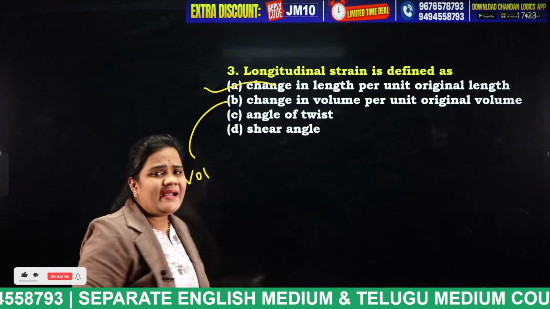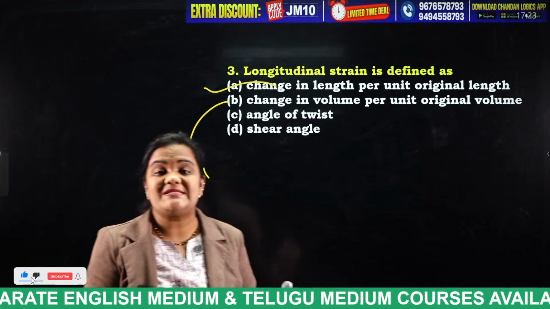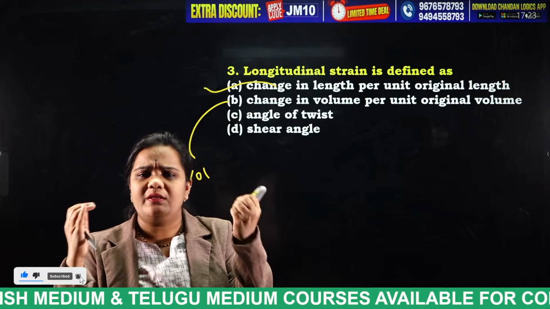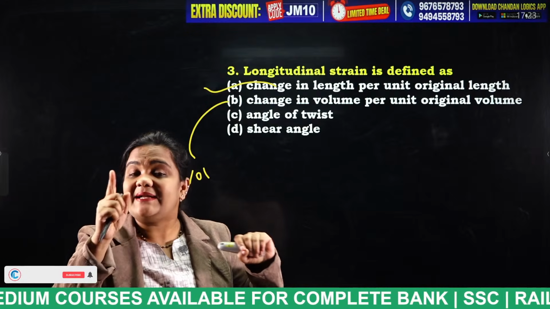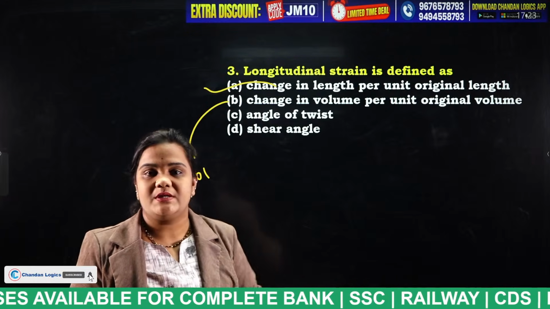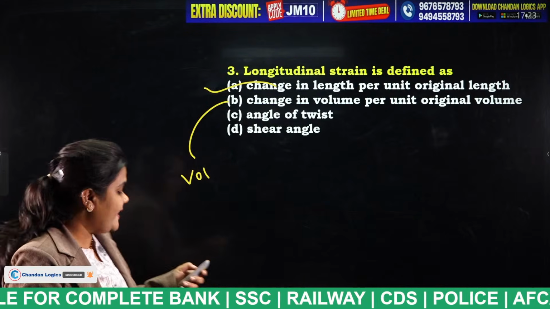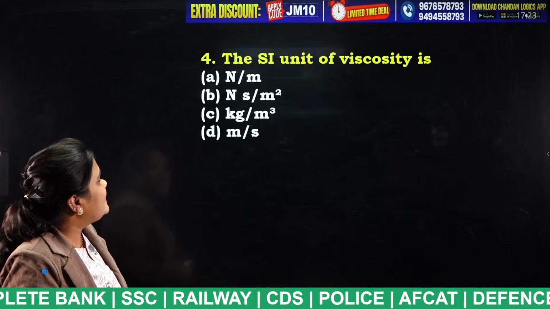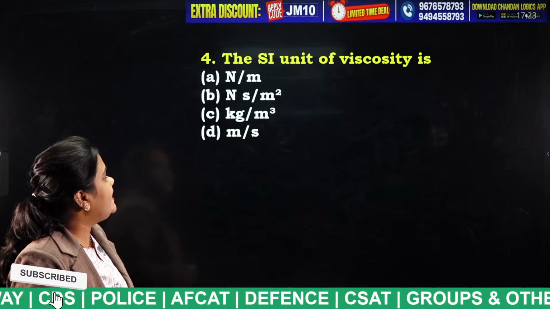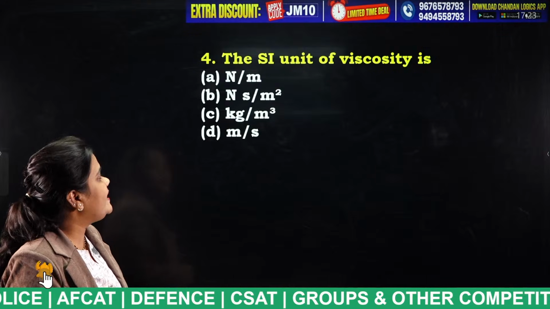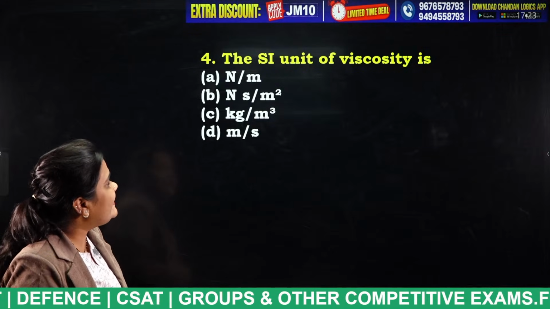What do you mean by angle of twist, students? Angle of twist is nothing but, pick a cloth and twist it. So it makes some angle, right? And that angle is known as angle of twist. Clear? Done. Next question. The SI unit of viscosity is Newton per meter, Newton second per meter square, kg per meter cube, meter per second.